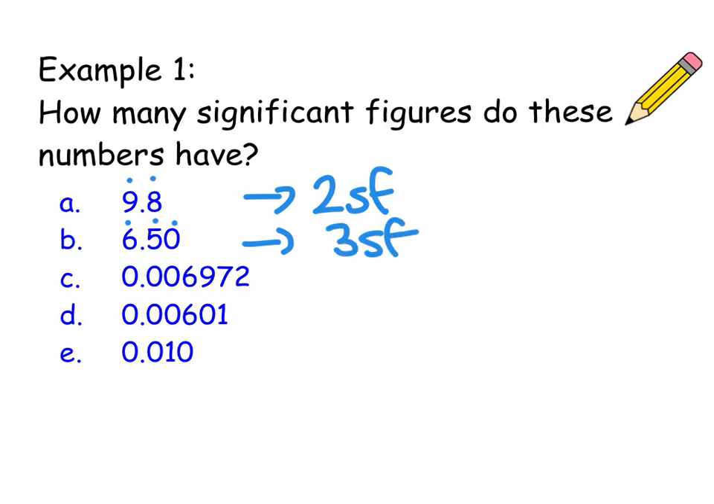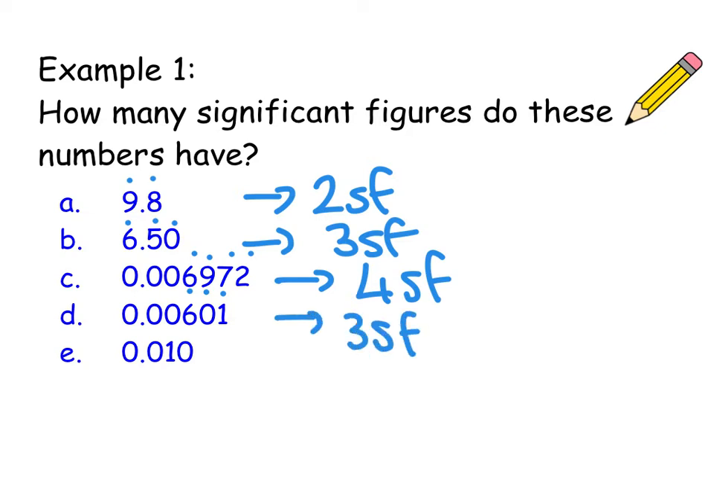On my next one, zeros at the front don't count. So the first significant figure in this number is the 6. Then the 9, then the 7 and the 2. So that has got 4 significant figures. Okay. On D, remember the ones at the front don't count. So the first one we count is the 6. That 0 counts because it's just trapped between a 6 and a 1. That could just as easily have been a 4 or a 3. So that one has got 3 significant figures. And then the last one, got a bit of everything going on. Zeros at the front don't count, so we count the 1.